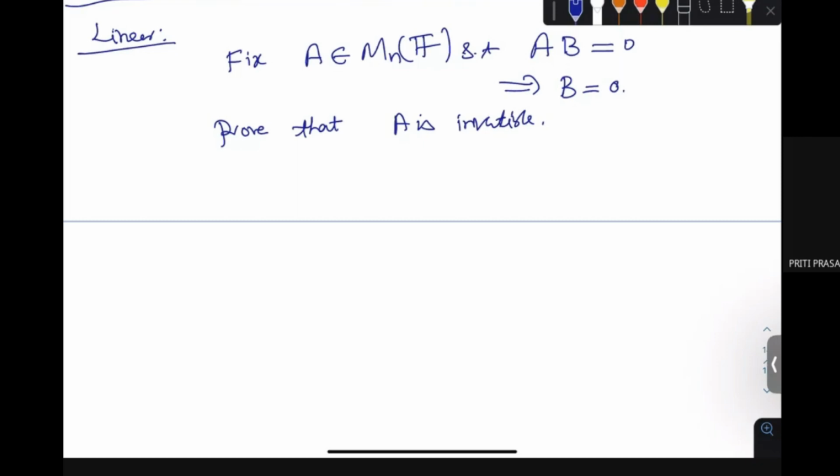It has a property: whenever I multiply by B and get 0, B becomes 0. It's kind of an integral domain property. Kind of. I'm not saying exact. Kind of integral domain property. So can you prove that A is invertible? Now, let's have a little discussion. How does one approach this? I will tell you the technique, but tell me, initially, if you see this kind of question, how do you approach and try to prove it? This is asked in NBHM also.